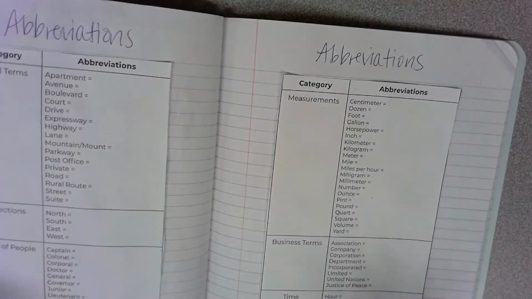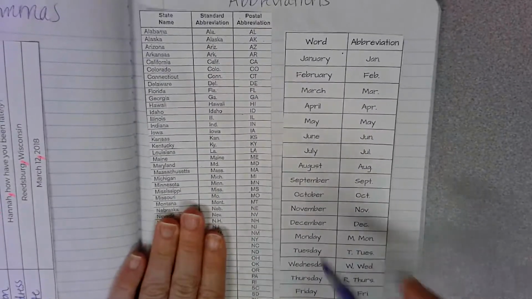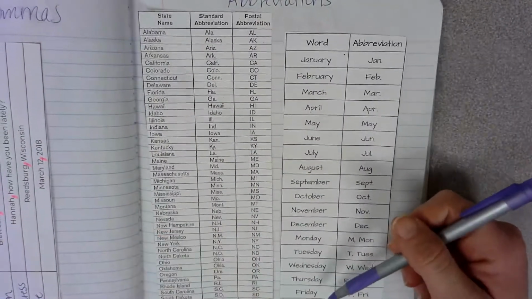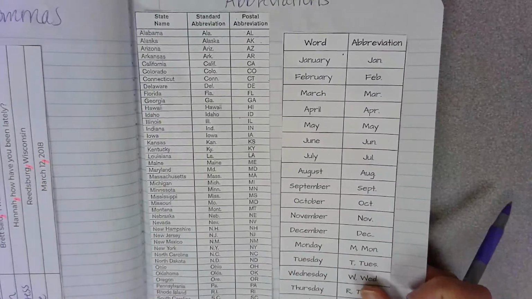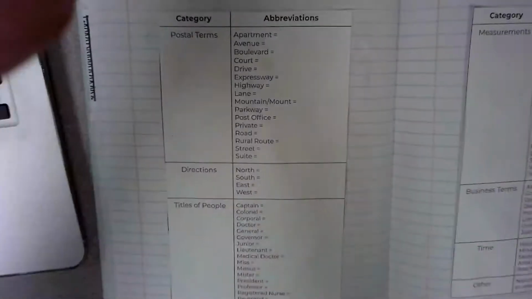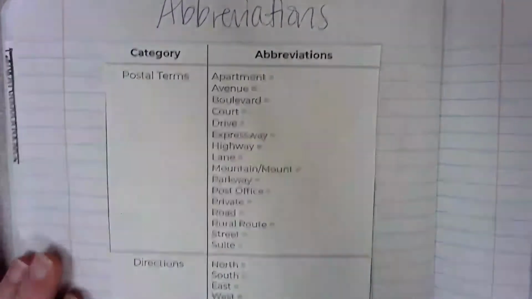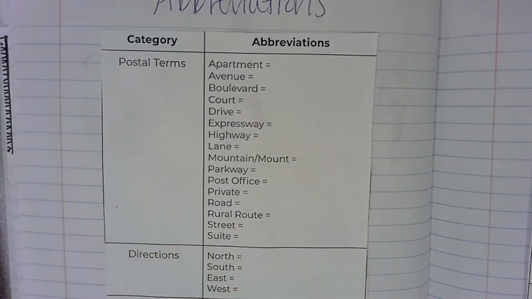So luckily, the first 2, the states and the days of the week, months of the year, are all filled out for us. These are all ready to go. We don't have to fill out anything on these 2. But unfortunately, we have to fill out these abbreviations here. So I'm going to start filling them out. I'm going to start with the one that says postal terms up at the top.